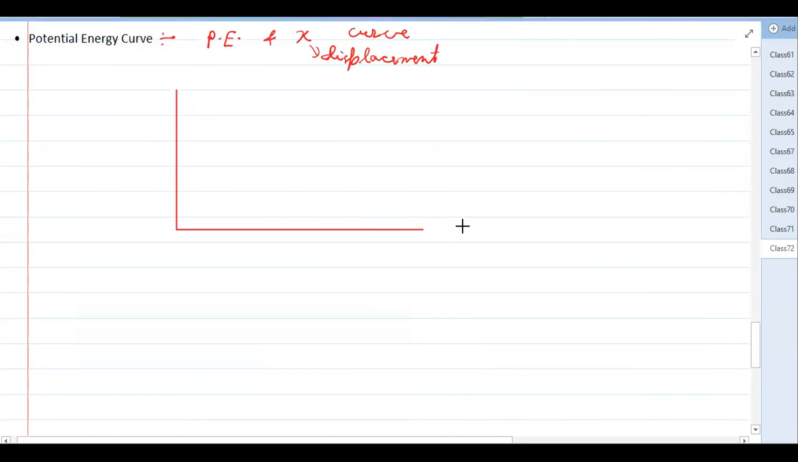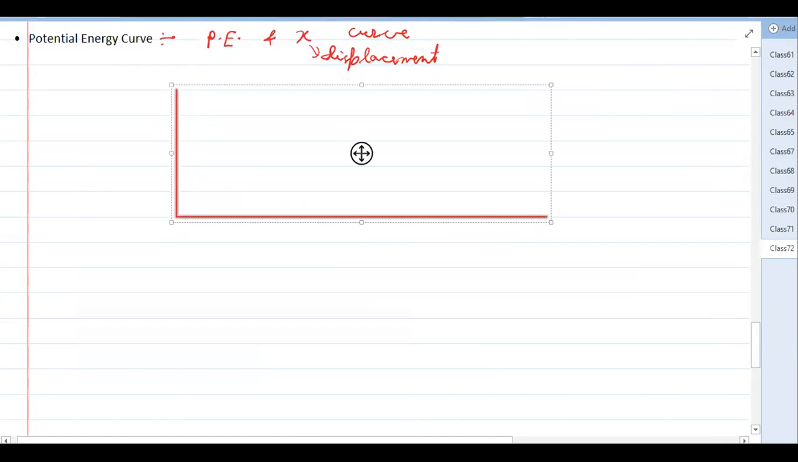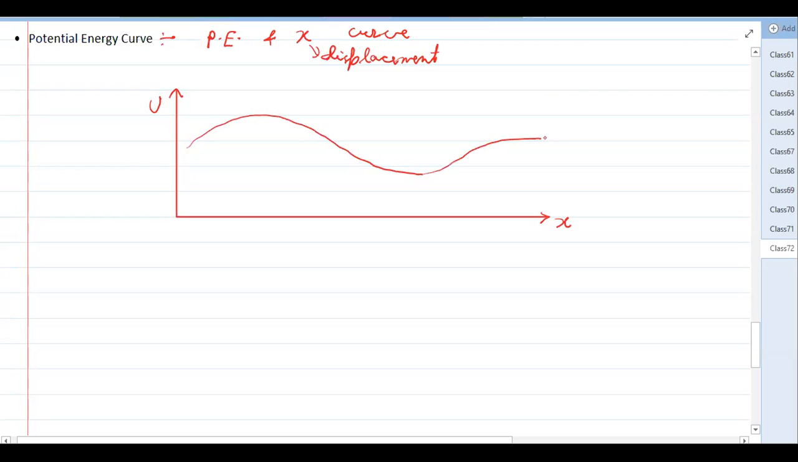So suppose we have this kind of graph. This is displacement x or s, and this is potential energy U. Okay, so the graph can be like this, and this is very much similar to a surface on which we have some higher points and some crest or some trough.